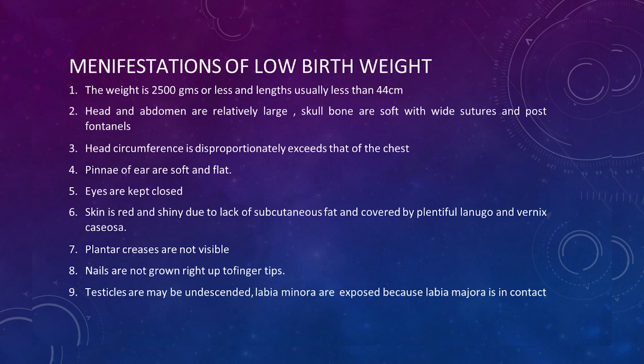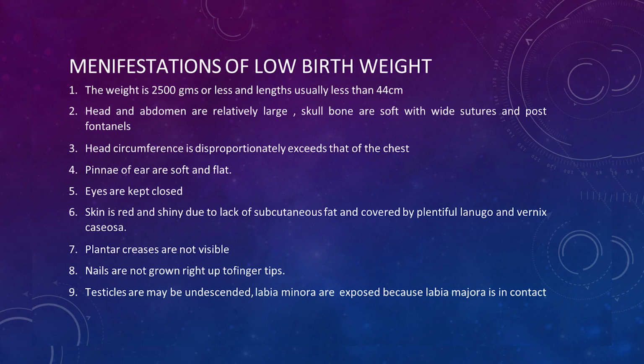Testicles in these babies in a male child may be undescended, or in a female the labia minora are exposed because the labia majora are not in contact. So, these are some manifestations of the low birth weight baby we can observe. So, especially first by measurement of weight and length, if the measurement is less than 2500 gram, we label it as a low birth weight baby, and also the length less than 44 centimeter.